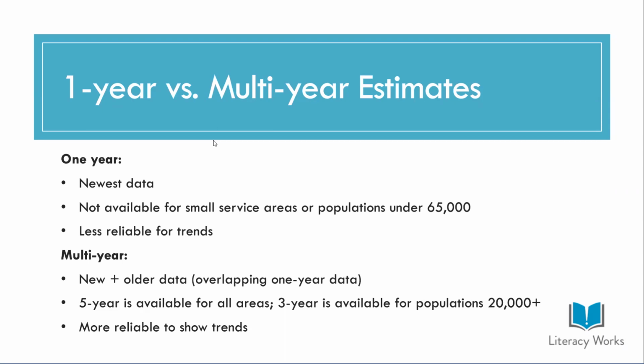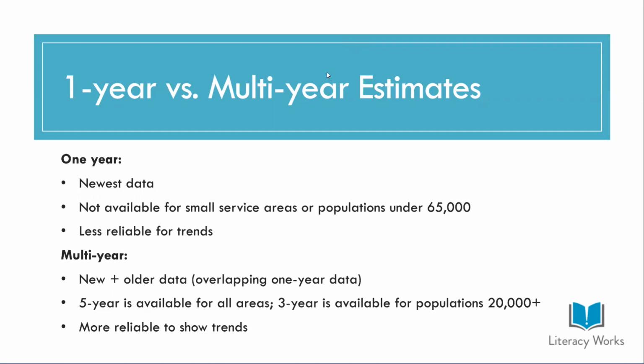The problem is it's only 1 year in one little pocket of the country. So it is the newest data, but it's not available for small service areas. And that's what we are looking for, because we're looking for the data that's around our organization. And it's not really reliable with trends because it's just 1 year. So even though we're looking for the newest data, we're actually not going to look at the 1 year estimate because it just isn't enough information. I'm wondering if anybody knows what we use this for, maybe just because it's there.